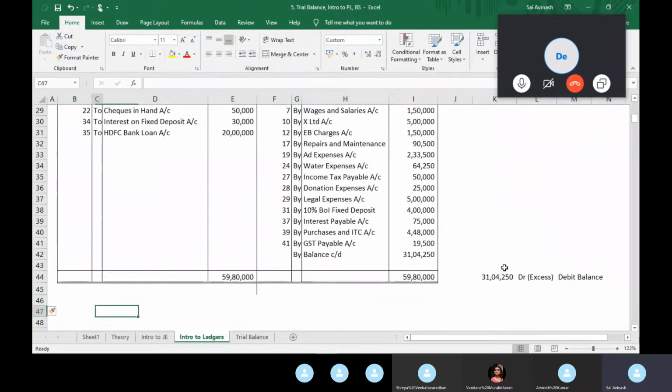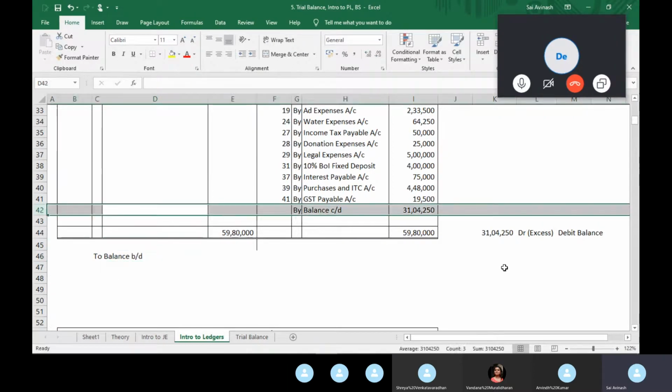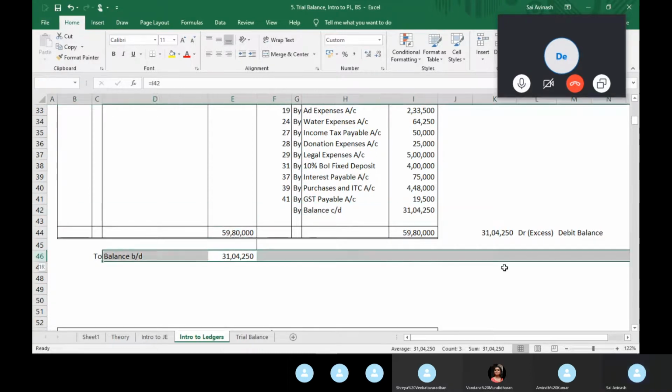So tomorrow, let's say that you're opening the account fresh. As in, it's the same account, you're opening a new page, right? What you will do is you'll simply go to the debit side and write to balance brought down, right? You're bringing the balance down from the previous page to the next page, from the previous day to the next day in this example. And that's basically the same amount. So if you were to close that account at that moment, what will it be? You have 0 transactions the next day and you have an opening balance of 31 lakhs. So the net debit balance will still be the same as the previous day's.